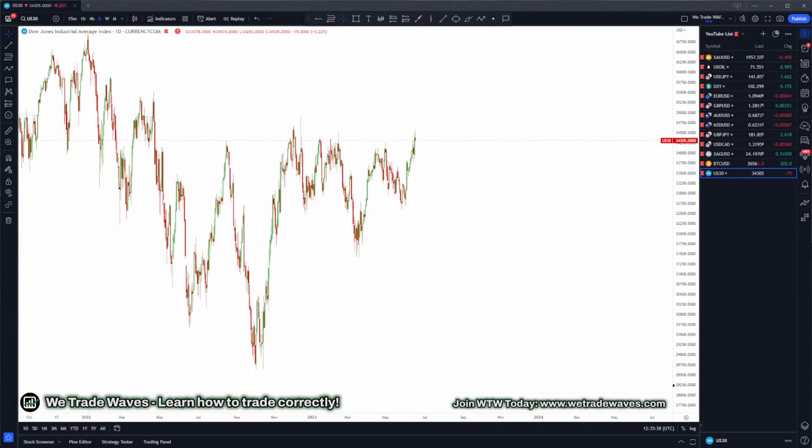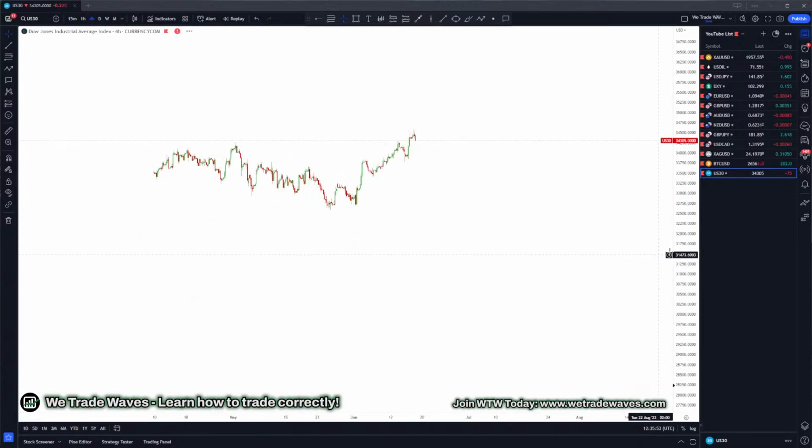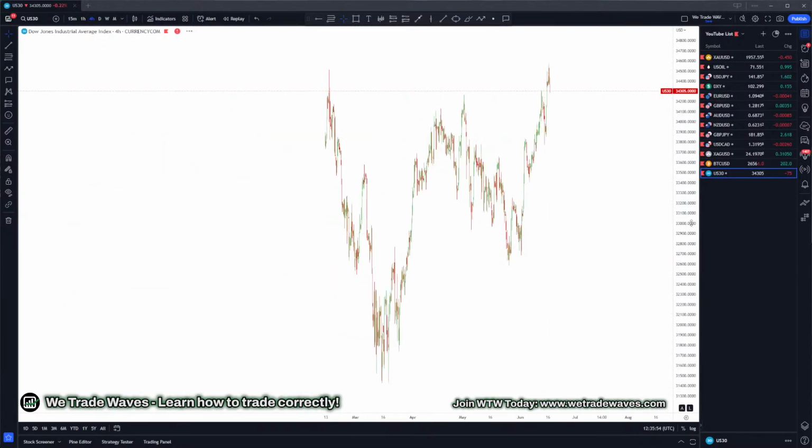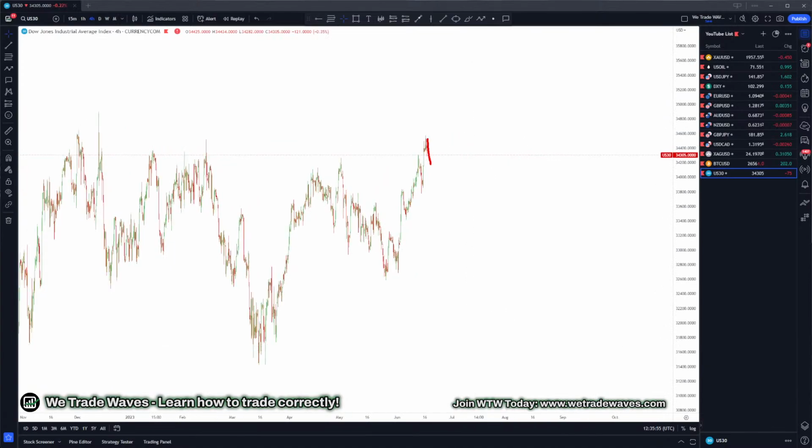US30, after this corrective structure, we've got this upwave. What's next? A corrective structure, and one push up will be coming. This is a short-term view. The bigger picture will be explained during our Sunday live session. If I go to the 4 hours, it's the same. After this pullback here, I'm expecting the market to give me one more push up. Okay? For US30, a corrective structure, one more push up.